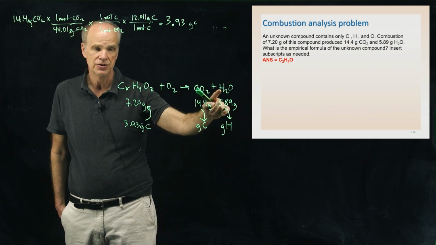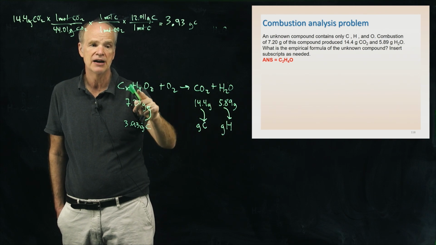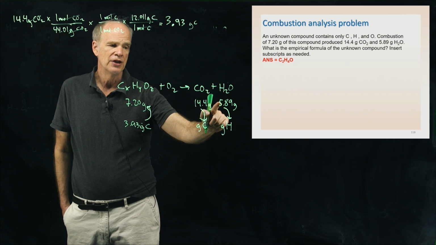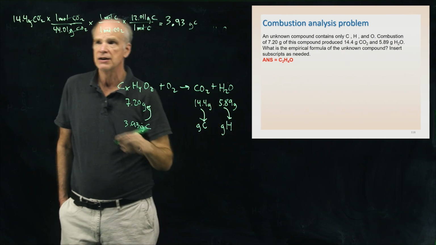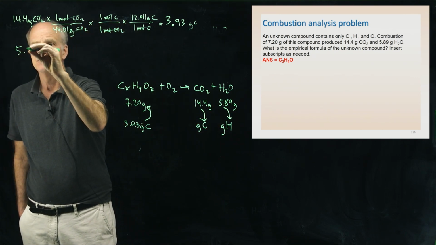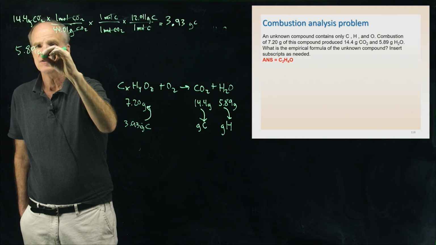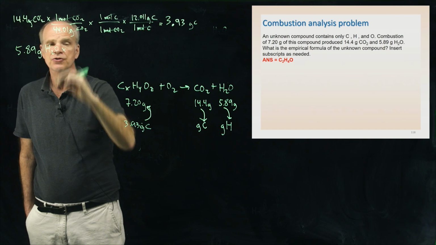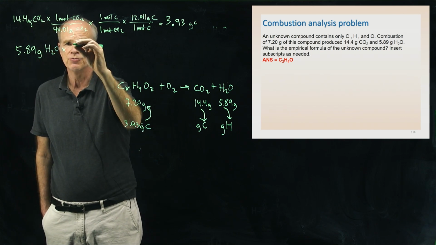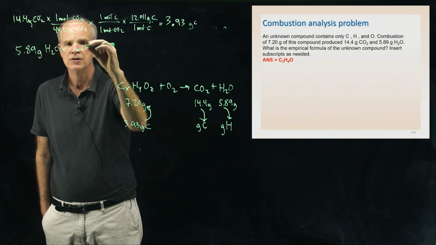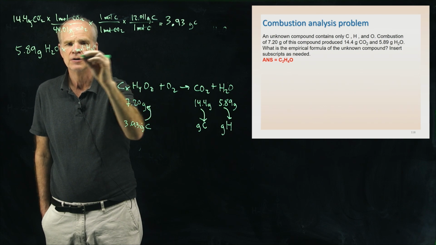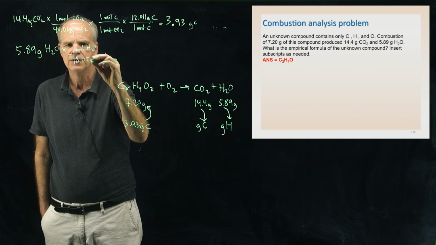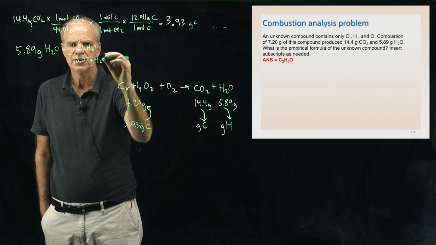Okay, so the next step is what we're going to do is figure out how many grams of hydrogen are in the water, and that will tell us the grams of hydrogen in the carbohydrate. So how do we do that? We do something simple. We know that we got 5.89 grams of water. And then what we're going to do is convert that to moles, so it's times 1 mole of water over the molar mass of water.